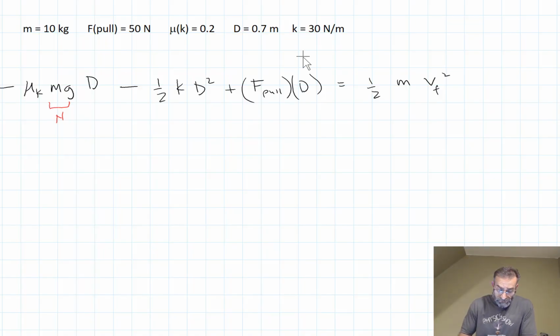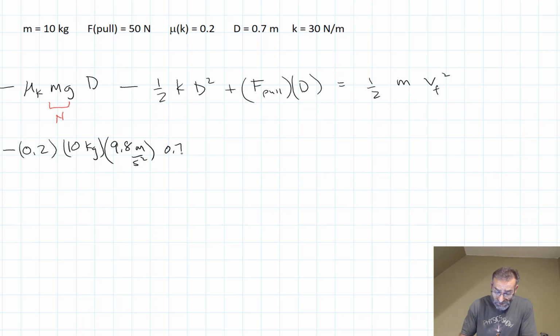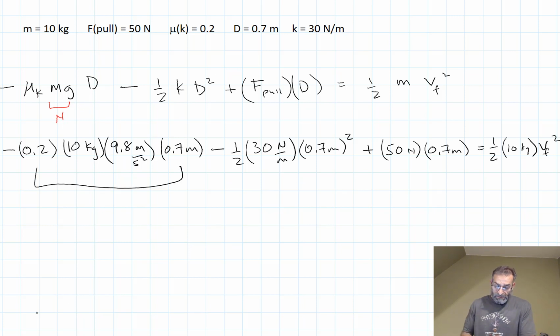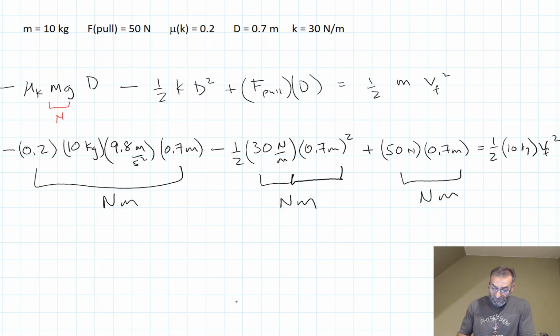Here are the numbers that were given. Mu, the mass, is 10 kilograms. G is 9.8 meters per second squared. The distance was 0.7 meters. K is 30 newtons per meter. Our pulling force is 50 newtons. Here I have a kilogram meter per second squared times a meter. So this is a Newton meter. Here I have a Newton meter multiplied by meters squared, so I end up with a Newton meter. And this also Newton meters.